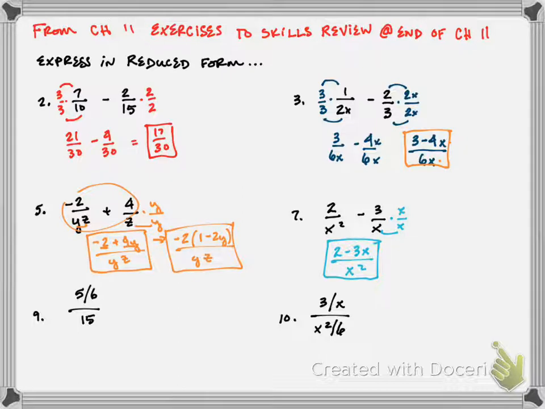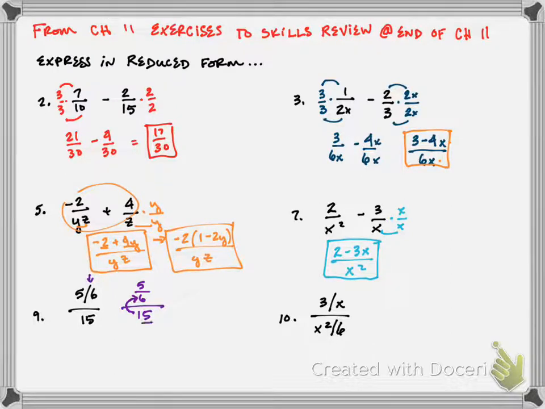I do want to talk about numbers 9 and 10 for a moment with respect to their notation. This, of course, is a fraction bar, and so this is the same as saying 5 over 6 over 15. Now, if you divide, in this case, by 15, then that's the same as multiplying your denominator by 15, not your numerator, and I see an awful lot of confusion on that.